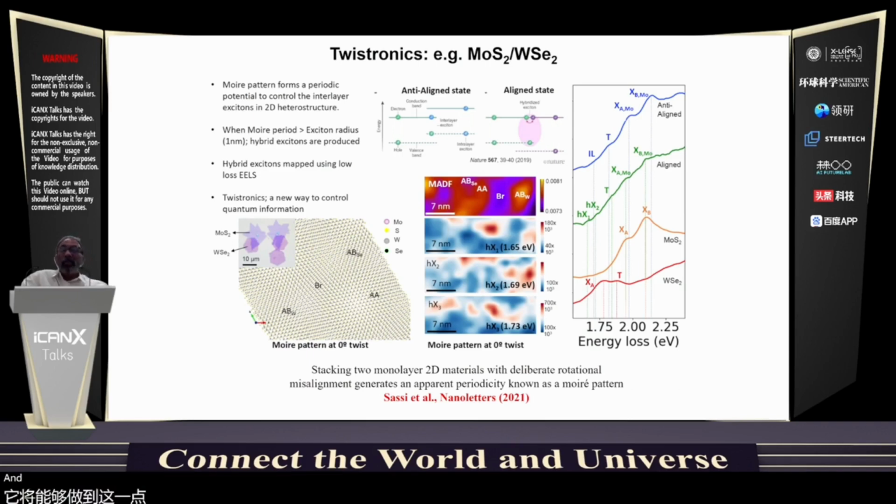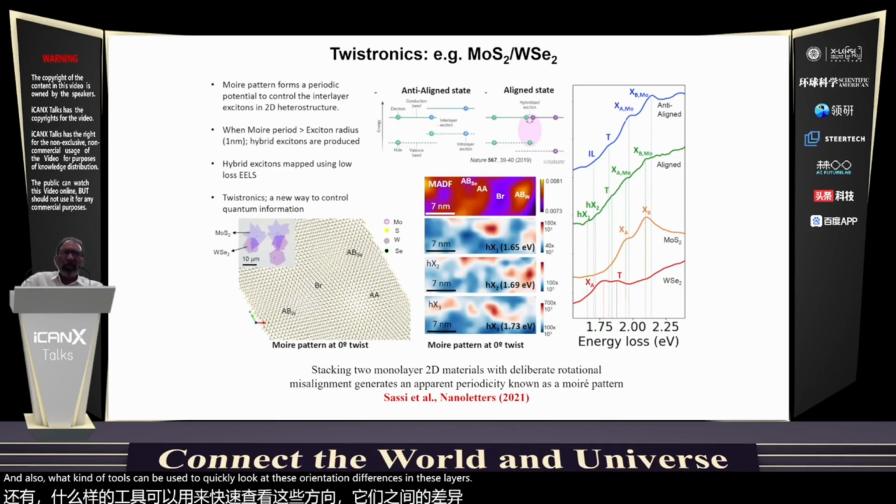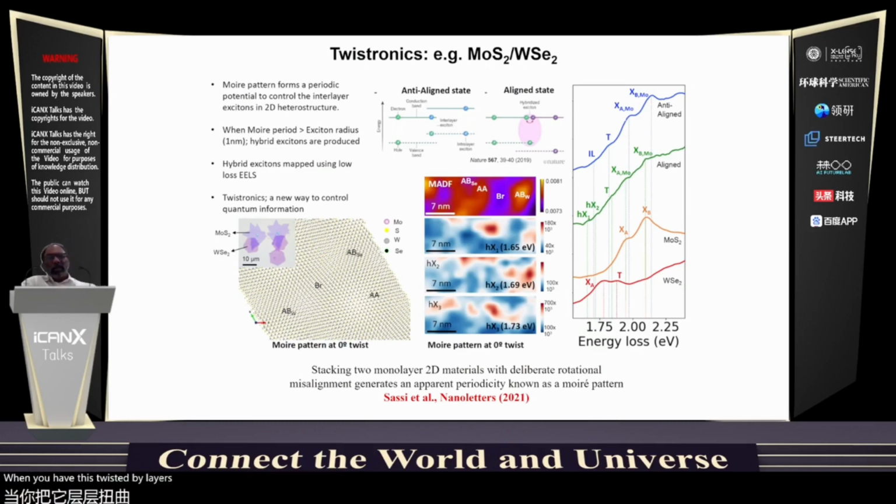And also, what kind of tools can you use to quickly look at these orientation differences in these layers? We recently published a paper suggesting that you can use electron energy loss spectroscopy to look at the various types of excitons when you have these twisted bilayers. And again, this could be all fascinating from an electronic point of view, but from a materials perspective, it could be quite challenging at the same time.